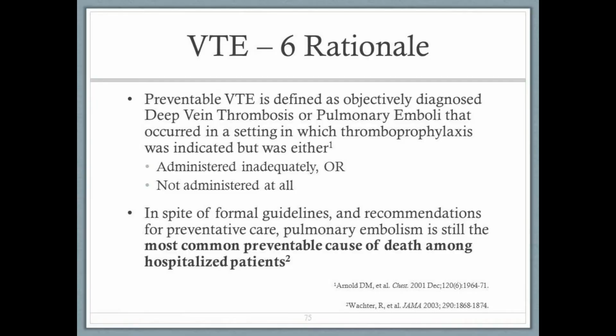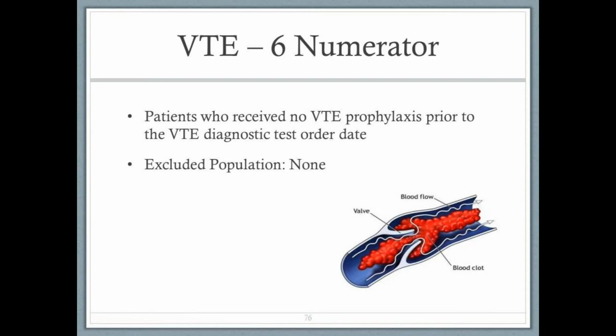A little bit more rationale for you. Preventable VTE is defined as objectively diagnosed DVT or PE that occurred in a setting in which thromboprophylaxis was indicated, but either was administered inadequately or not administered at all. And we all know, as we've been talking, DVT PEs is the most common preventable cause of death among hospitalized patients. The numerator are those patients who received no VTE prophylaxis prior to the VTE diagnostic test order date.